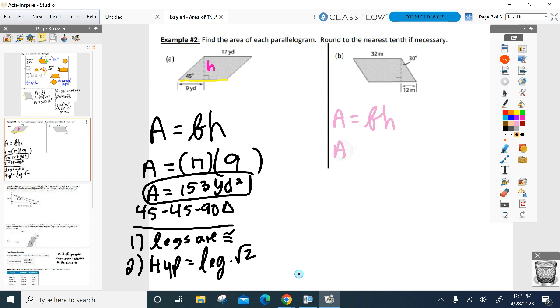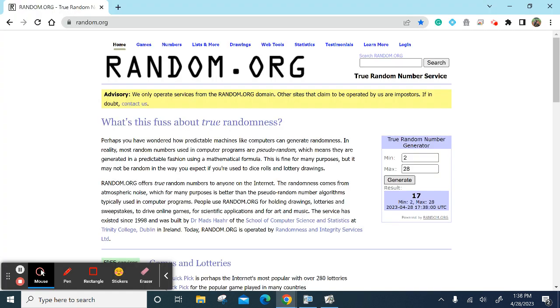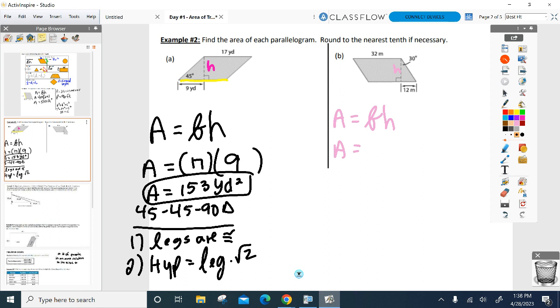Whoa, before we get there, how about the base here? I know that's the height, but what about the base? 32, good work. All right, the height is part of a 30, 60, 90 triangle. So go back to your group.